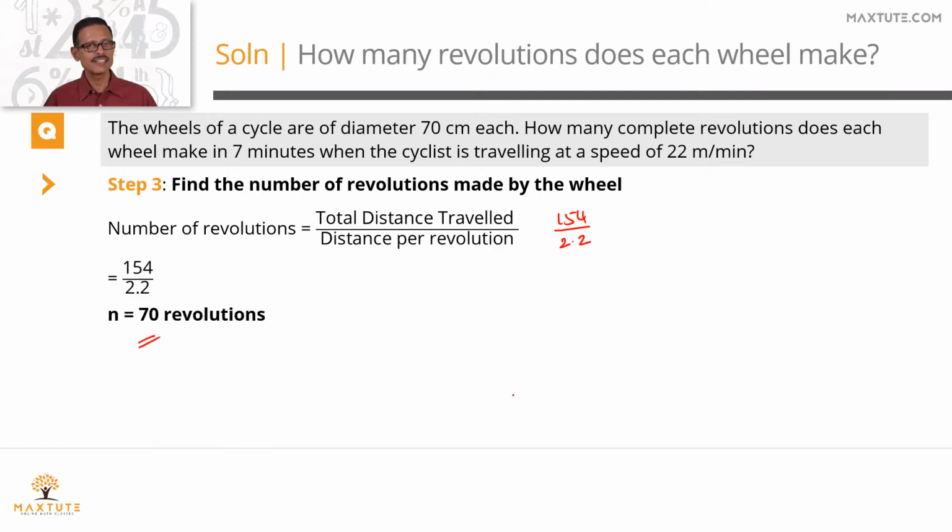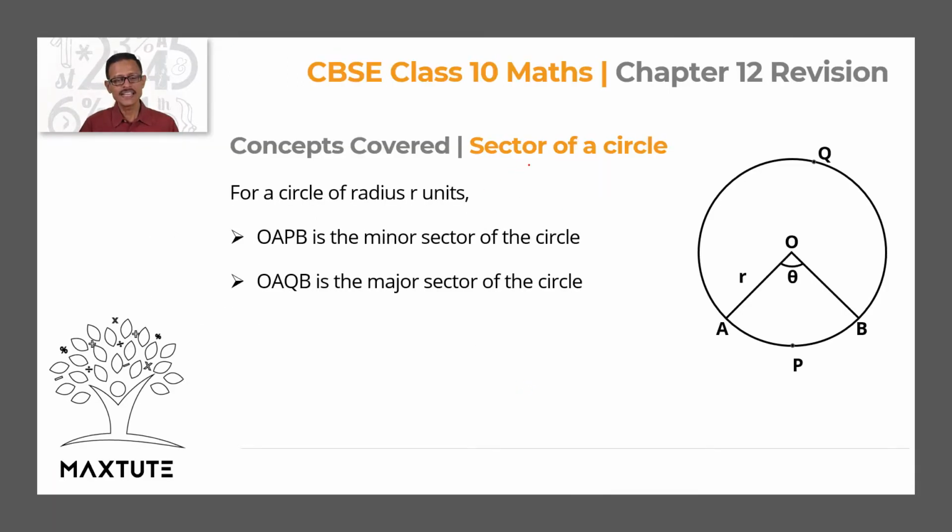Right? So done. This question is likely to be a 2 or 3 mark question. Let's move on to the next concept. We'll be looking at area of a sector. Let's first understand what is a sector. This portion I'm shading is called the minor sector. AOBP. This part is called the minor sector.